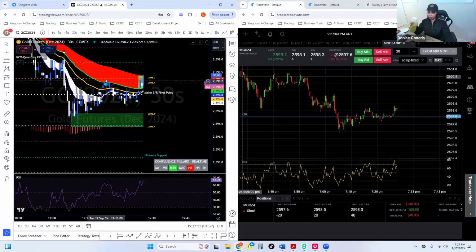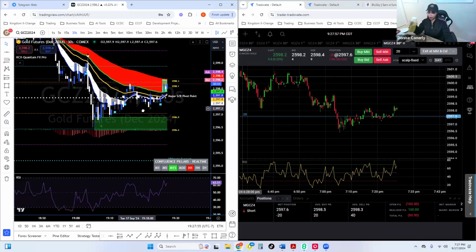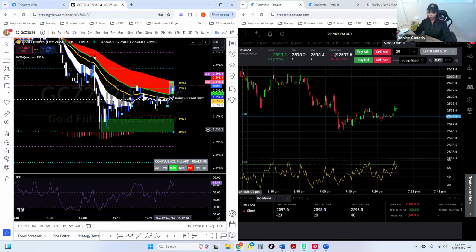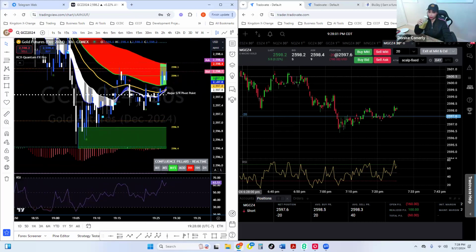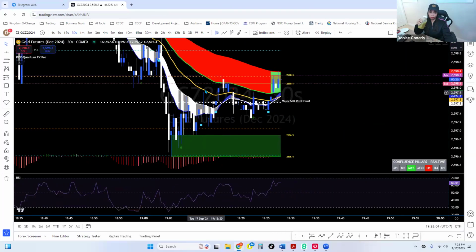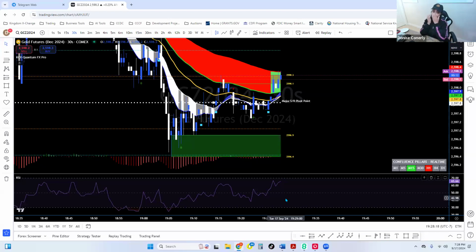Now I have a double top. You see? If this doesn't bust out, I will have a double top. That's the point Howard was talking about. This would be a double top, unless the body of this breaks outside of this.